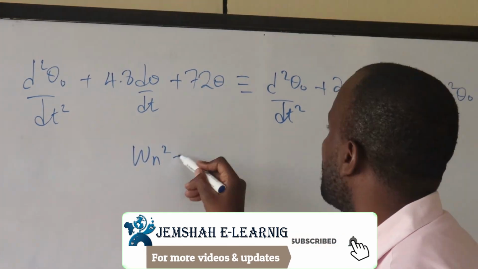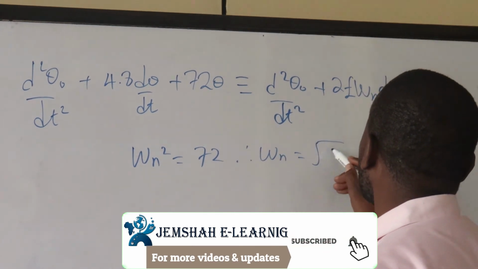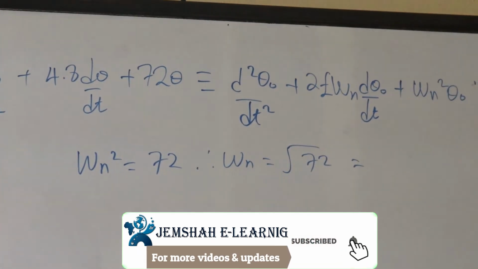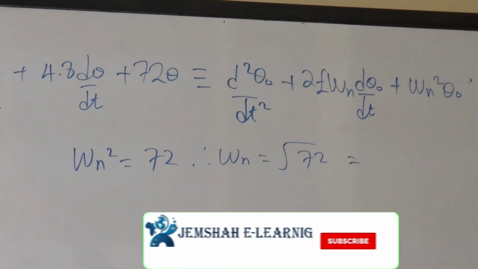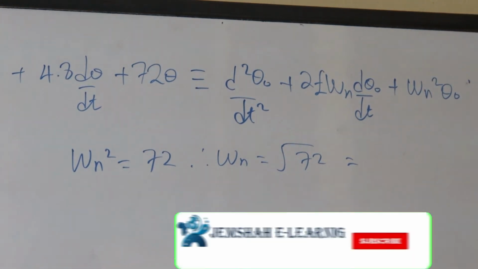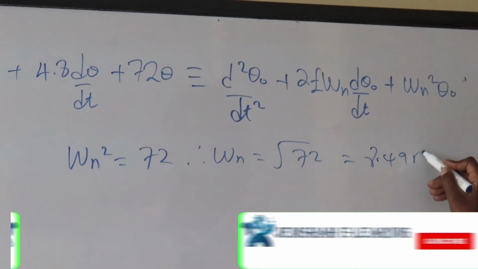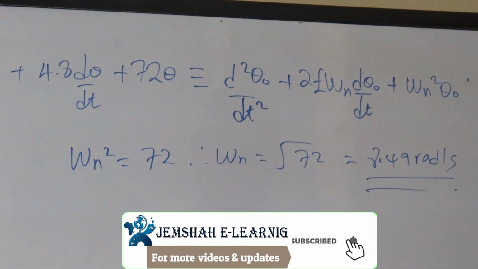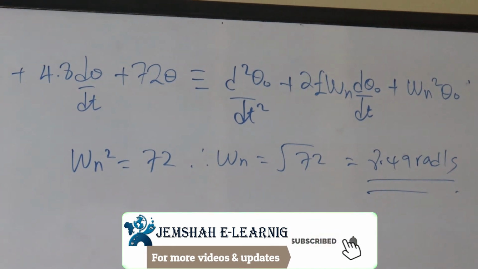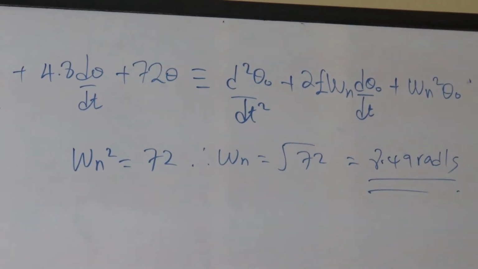Omega n squared will be equal to 72. Therefore, omega n is going to be the root of 72, which should be 8.49, and that should be in rads per second. So that will give you omega n. After getting omega n, it is also very crucial that you get zeta, because all those values will be used in order to determine the value.